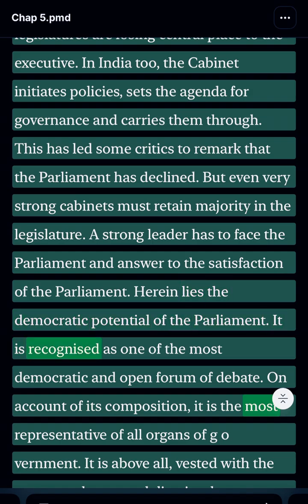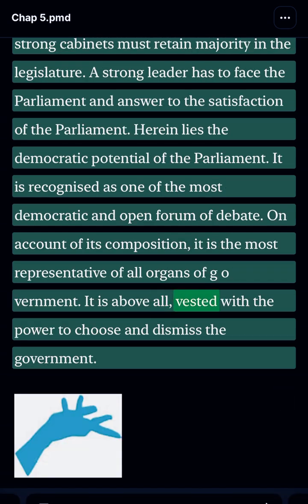It is recognized as one of the most democratic and open forums of debate. On account of its composition, it is the most representative of all organs of government. It is above all vested with the power to choose and dismiss the government.